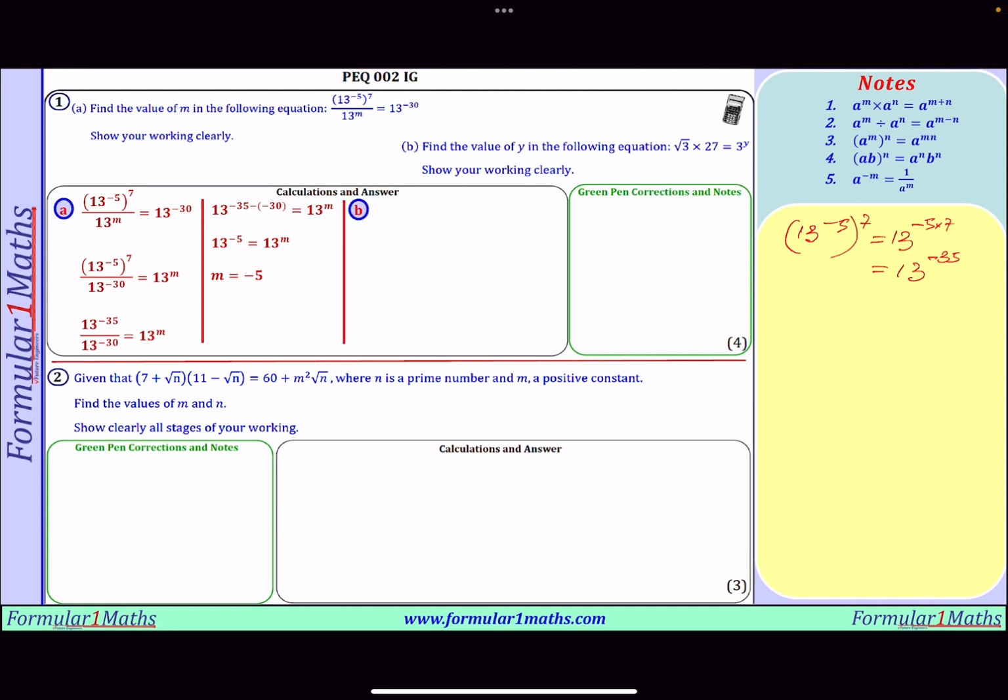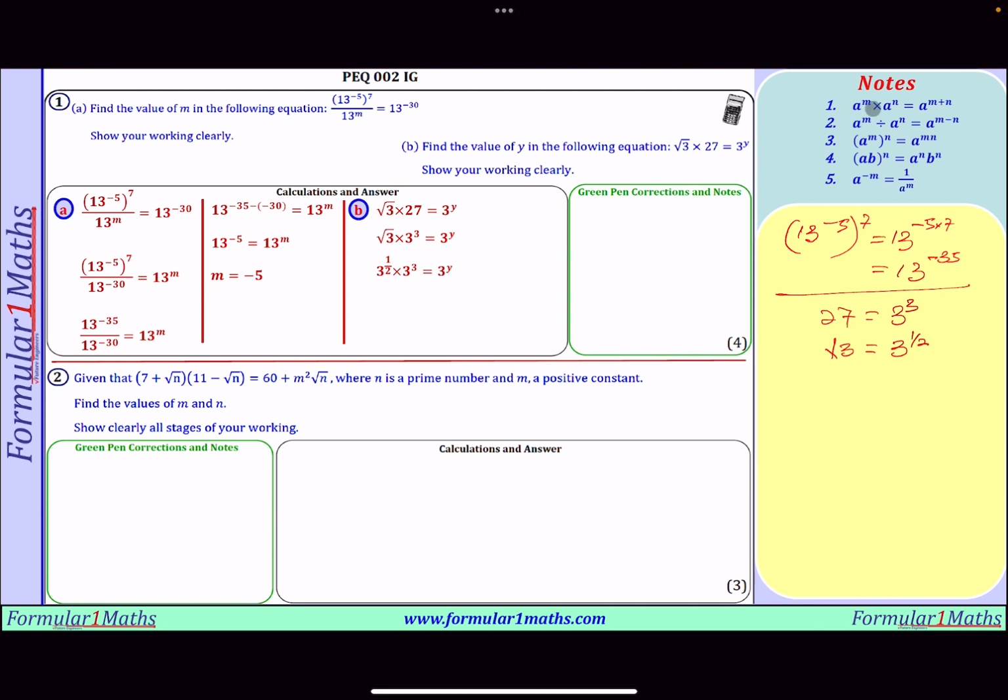For B, the best thing to do is write 27 as a power of 3. So 27 is the same as 3 to the power 3. So if you replace this one by 3 to the power 3, we get this. But root 3 is also the same as 3 to the power half. So this equation will reduce to 3 to the power half times 3 to the power 3 is equal to 3 to the power y.